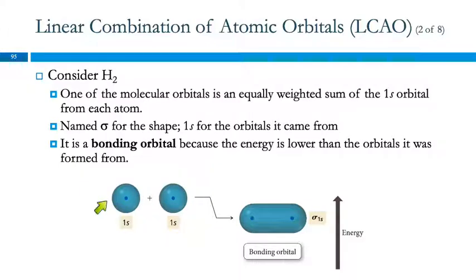So if we take these two and combine them together, we get this orbital. This is a bonding orbital because it lowers the energy. So this is the original energy of the individual orbitals, and when they combine, the combined energy is lower. So here, as always, we're indicating that energy increases as we're going up.